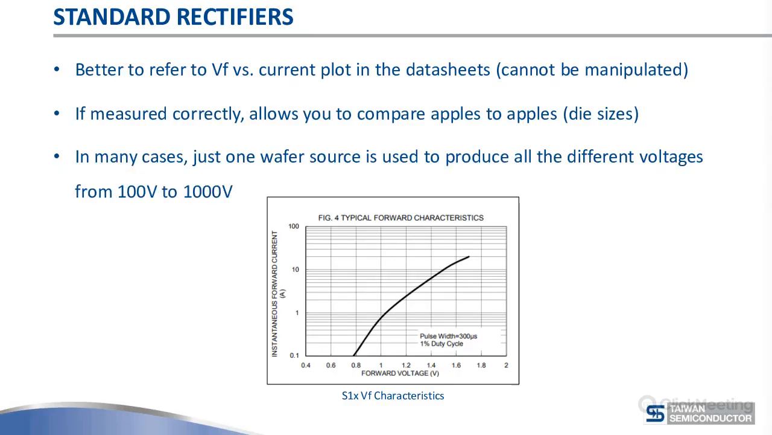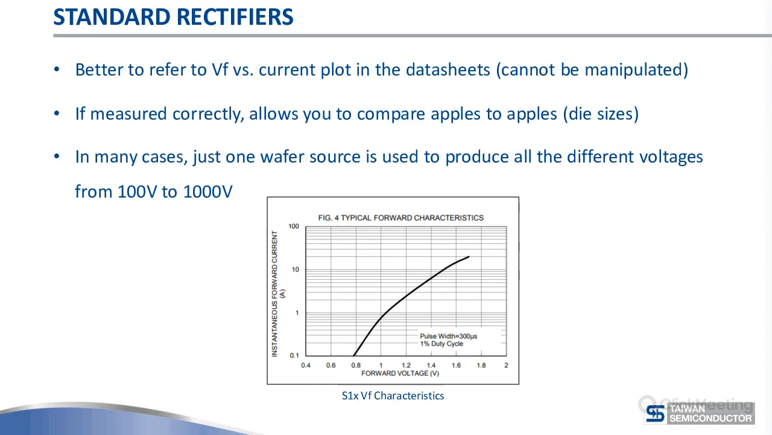You should really look at these VF curves. These you actually cannot manipulate. If somebody does a good job or a decent job measuring the VF over the currents, and watch out with the VF measurements at very low currents, but the ones at 1 amp or 2 amps should be accurate. You can compare apples to apples when looking at this curve. So this is the main comparison point to check the die size of various suppliers. We should also point out that in many cases, just one wafer source is actually used to make different voltages.